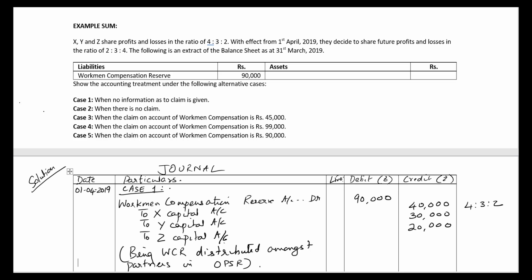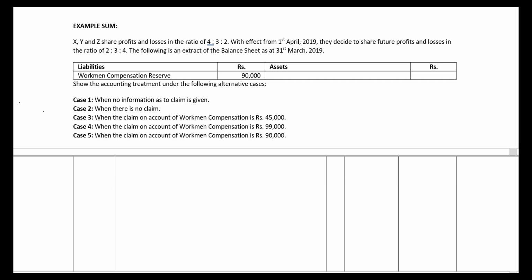Let's go to case 2. Case 2 says there is no claim. So the entry is the same as case 1. The date 1st April 2019. We'll debit Workmen Compensation Reserve.